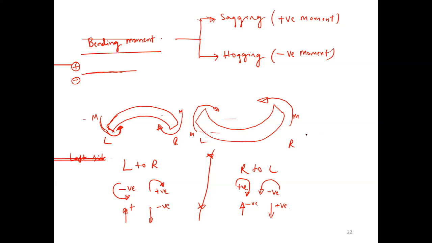Which one is sagging and which one is hogging? Left one, if it is a baseline, it will bend below the baseline. And the right one, if it is a baseline, it will bend above the baseline. So the first one is hogging, the second one is sagging. It bends above the baseline; the first one bends below the baseline. Clear? Any doubts?